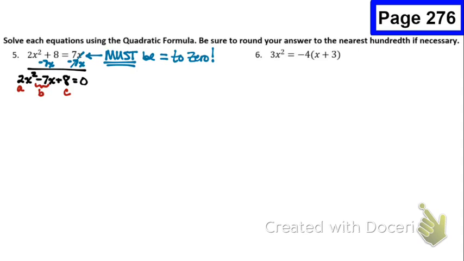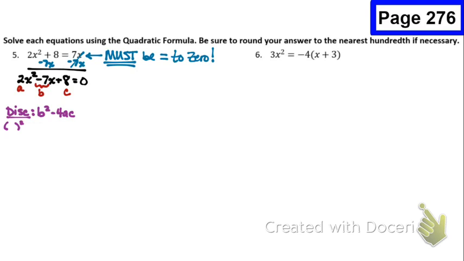How many and what type of roots? No real roots, 2 imaginary roots, right? What does the discriminant come out to? -15. That's what's going to go underneath the radical.